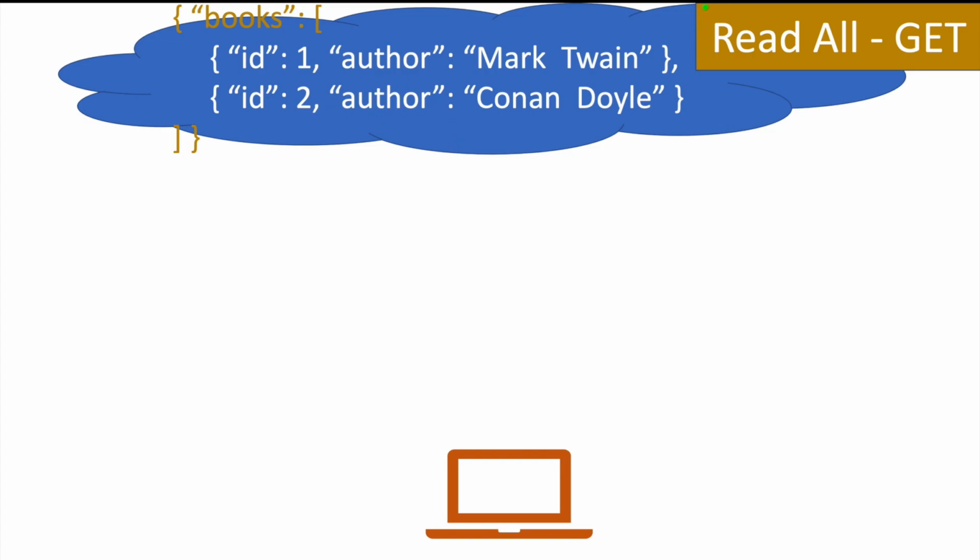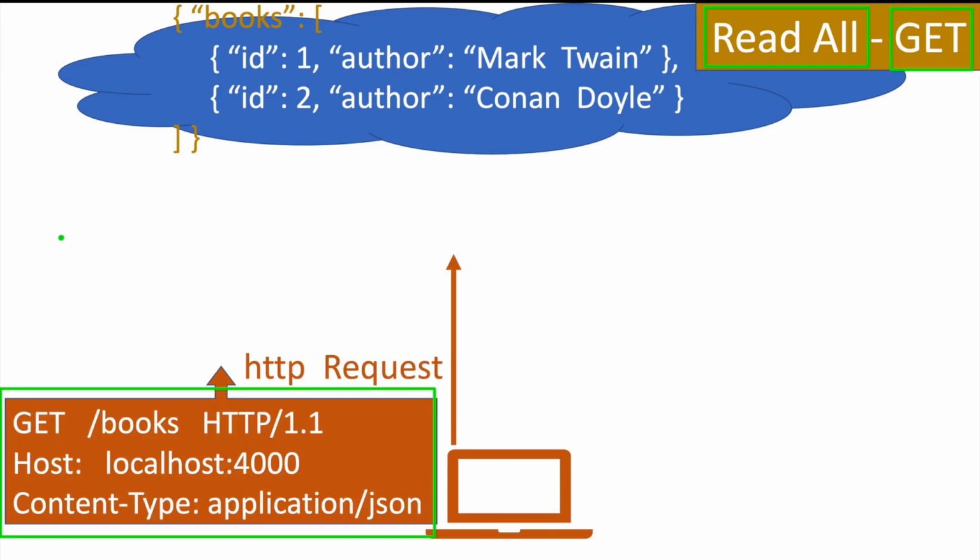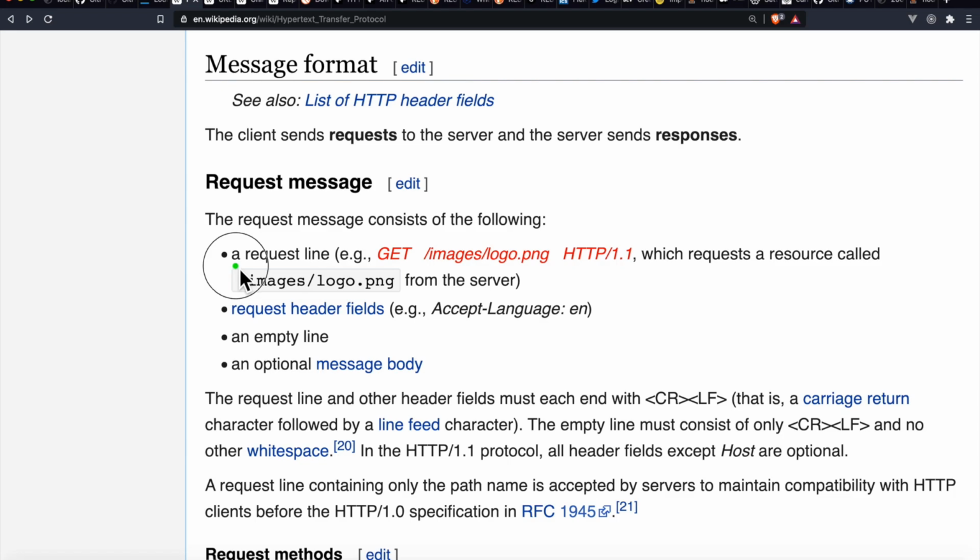The first operation that we want to do is read all the book records, and whenever we want to read or retrieve records we have to use the GET HTTP request method. So our HTTP request will look like this: GET /books HTTP/1.1. This is the request line that we have seen over here and similar to the example over here.